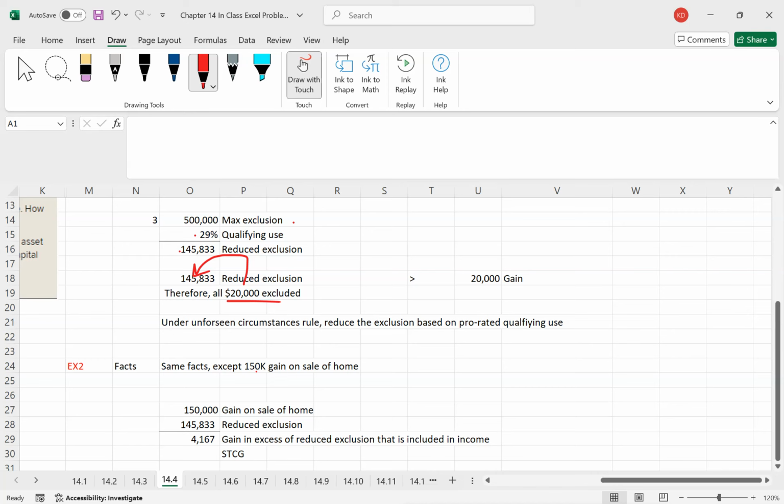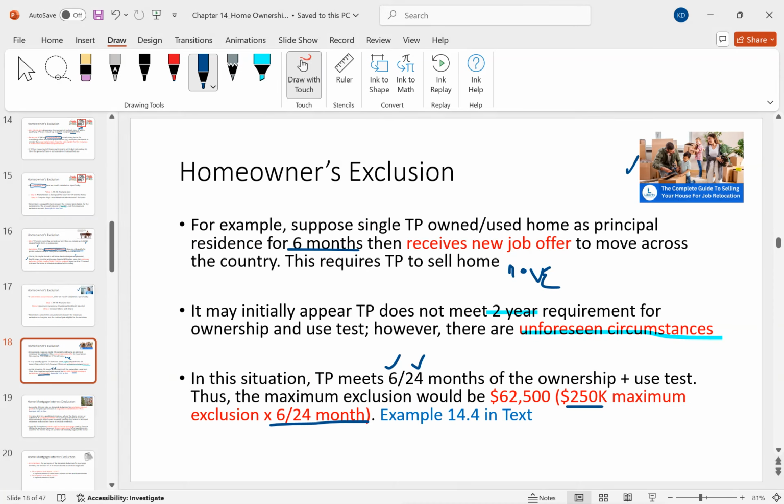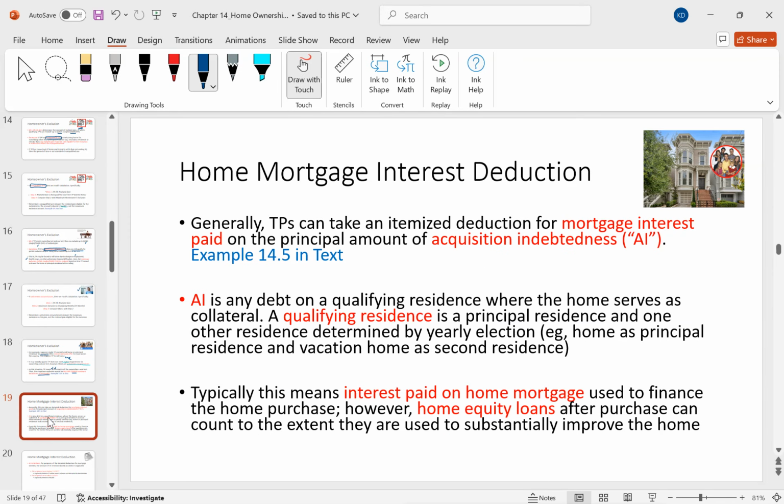Compare that with, right, if we sold the house at a gain of 150,000, I don't know how you do this in 7 months, but theoretically, in that case, if it was 150, 145 we'd get to exclude. The leftover would be a short-term capital gain. We only held it like 7 months there. We didn't meet 1 year.